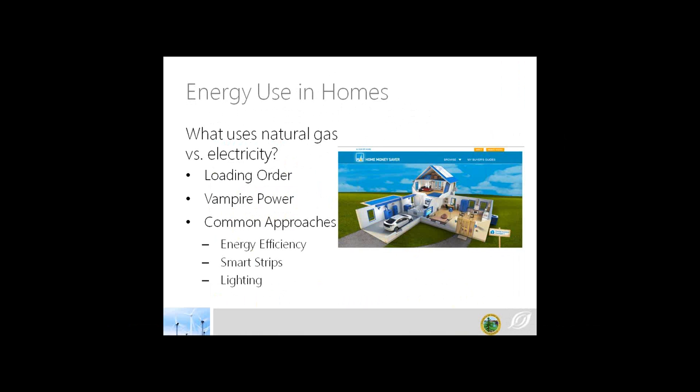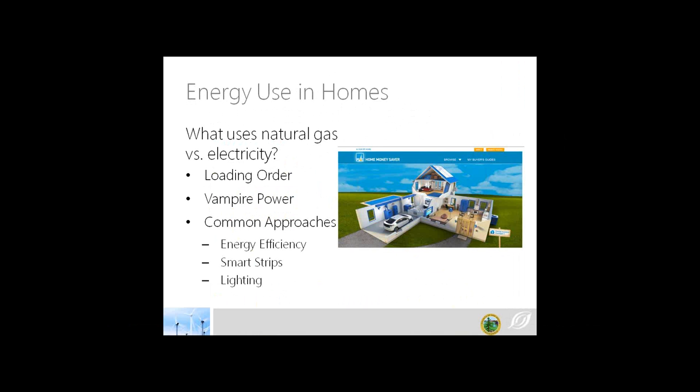Energy use in homes. What uses natural gas versus electricity? Well, there certainly is a loading order. We can talk about that for a minute. Loading order has to do with using less energy before you locally generate your own, most commonly using solar panels. Installing solar, there have been great rebates. Some of them have pulled back, but the cost of doing the energy efficiency is generally much less expensive than actually installing solar to compensate for your energy use, and that would be electricity use. And remember, electricity is probably the smaller piece of the total energy use in a home.